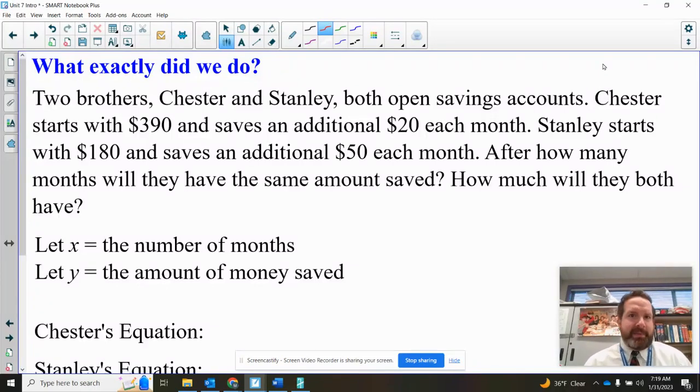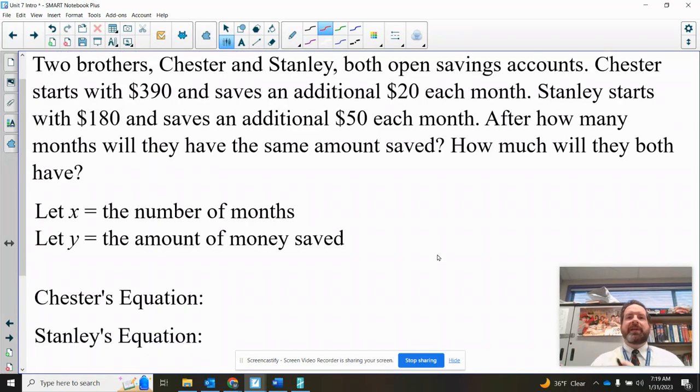Let's now re-examine the same problem with the brothers, but in a slightly different way. I want to look at this as a group of equations that we're trying to work with, because that's going to help us solve other types of problems in the future. So it's the same information from the previous example, but now I want to define some variables.